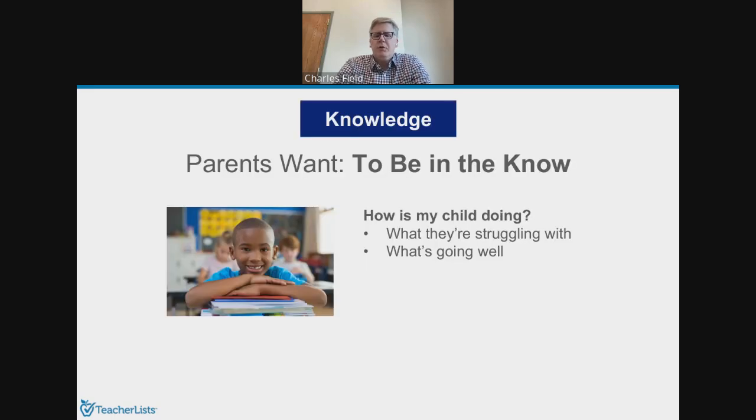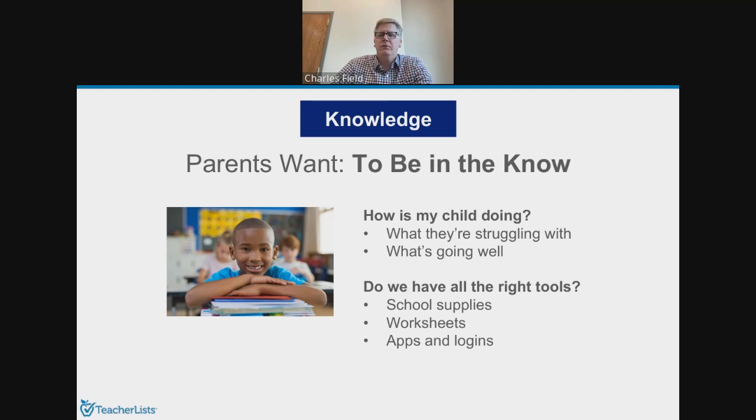From a knowledge standpoint, it really is centered on how is my child doing? What are they struggling with? What's going well? How can I assist my child at home to make the child more successful in the classroom? Do we have the right tools? Does my child have the school supplies they need? Do they have the worksheets or whatever materials they need to be actively participating?